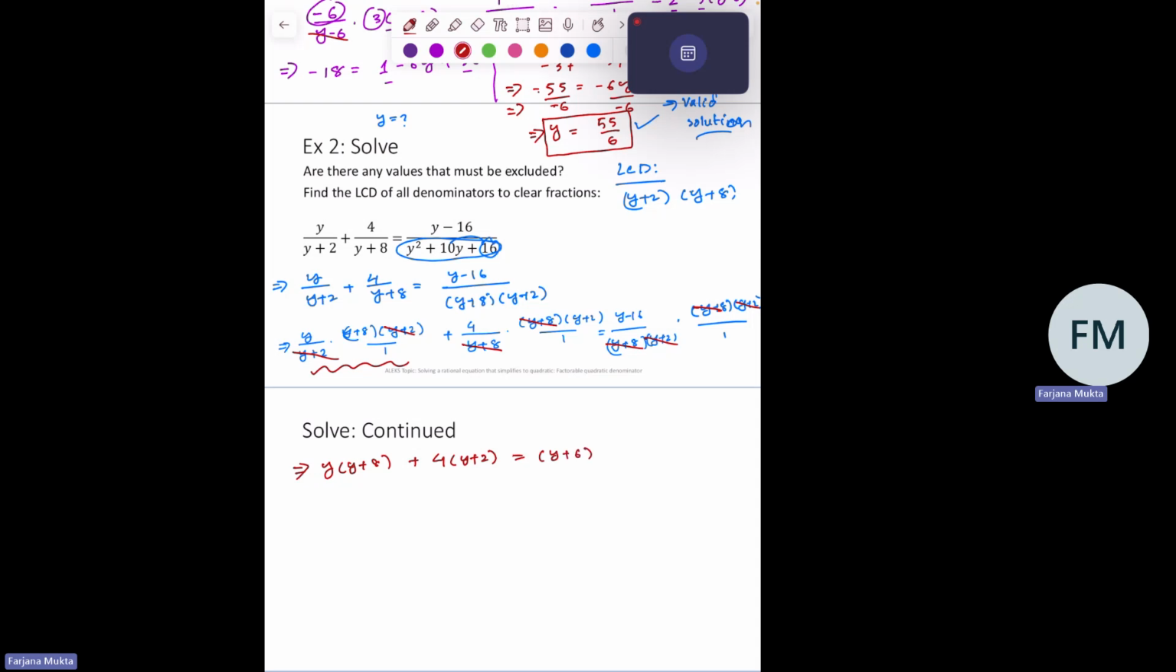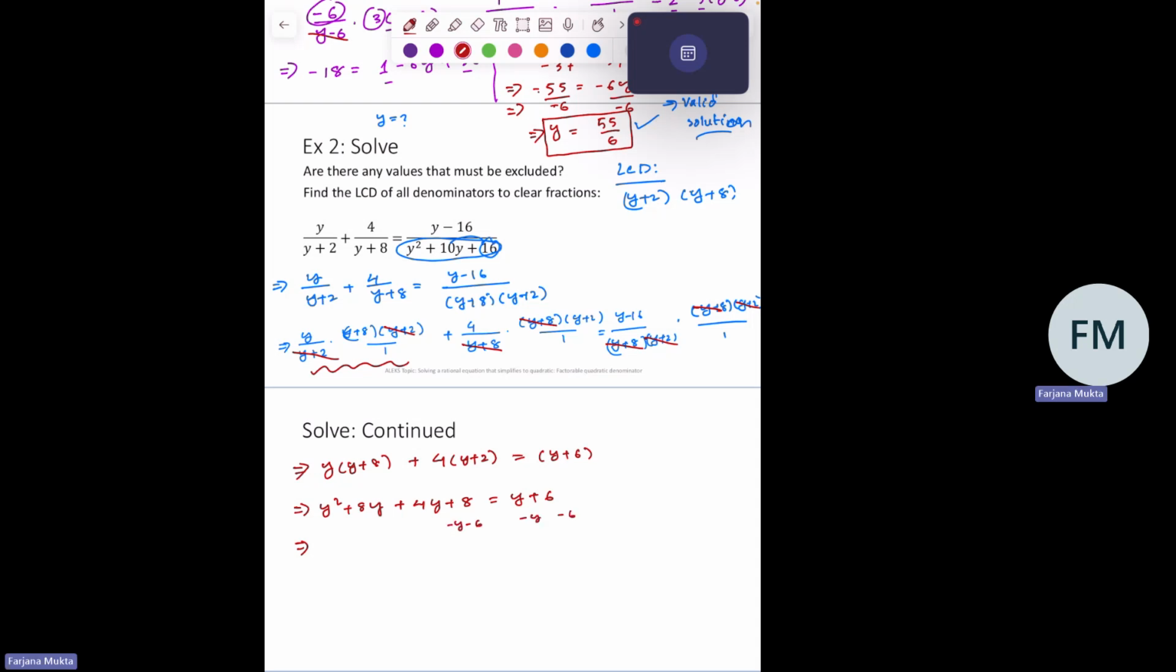That's it. All right. Now let's get rid of the parentheses and distribute. So the first term, if we distribute the y, becomes y squared plus 8y. On the second term, let's distribute the 4, so 4y plus 8. On the other side, it's y minus 16. Notice that it's turning out to be a quadratic, right? So let's move everything to the left side, subtracting y and subtracting 16 from both sides.